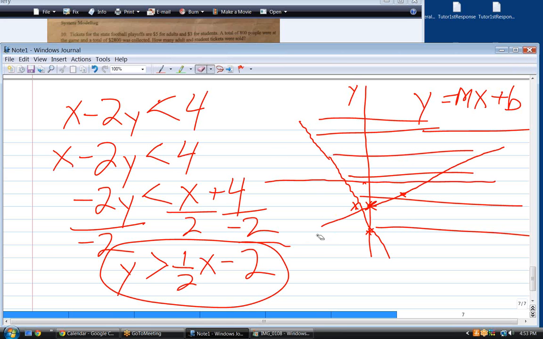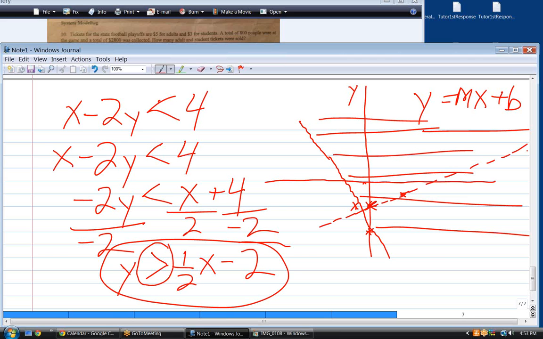And dotted line or solid? Would it be solid? No, that was my mistake. It's dotted, because it's just greater than. It's not greater than or equal to. The first one was greater than or equal to. This one is a dotted line because it's just greater than.